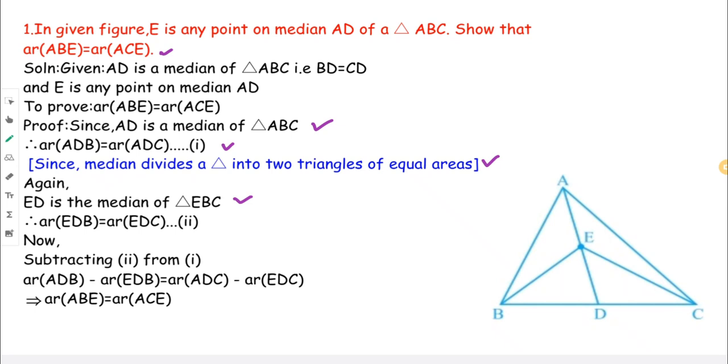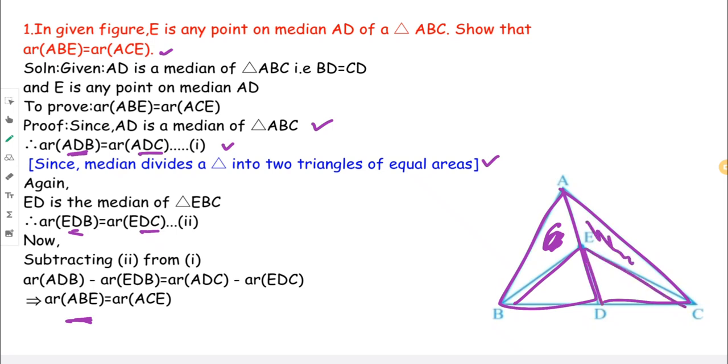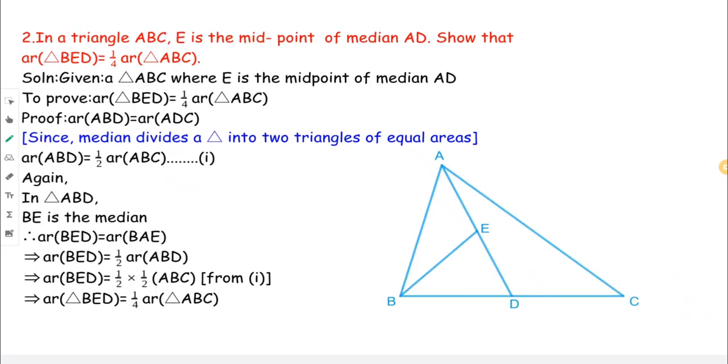Now we'll subtract 2 from 1. Write left hand side minus left hand side, and right hand side minus right hand side. Area of ADB is the whole area, minus area of triangle EDB, the smaller triangle. When I subtract the smaller from the bigger, this area will be left, so area ABE. Same thing for the right hand side: the bigger triangle minus the smaller triangle leaves this area, or ACE, which is our proof. All right, let's go to the next question.